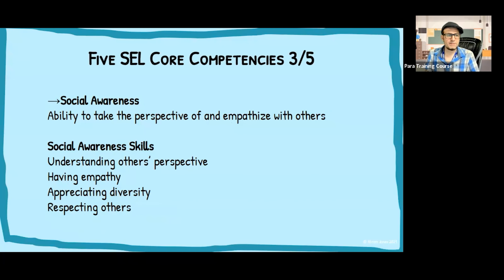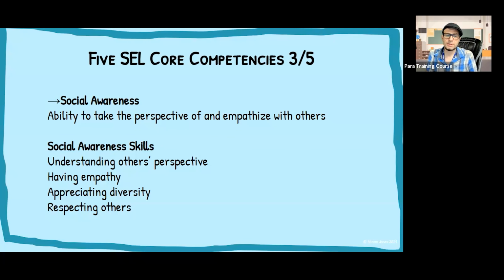All right, the third competency is social awareness. This can be defined as the ability to take the perspective of and empathize with others. Sometimes when we're older, like when we're adults, and we're not as socially aware as we could be, people take what's called empathy training. So it's definitely best to start when we're younger than that.